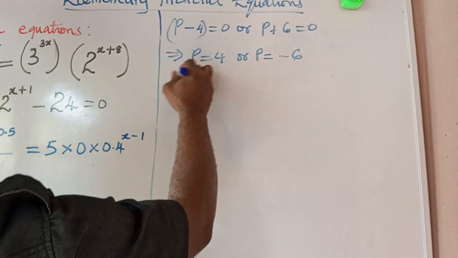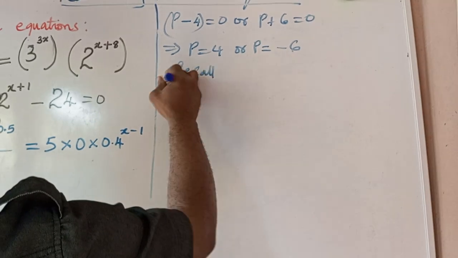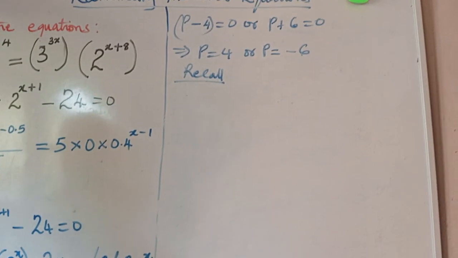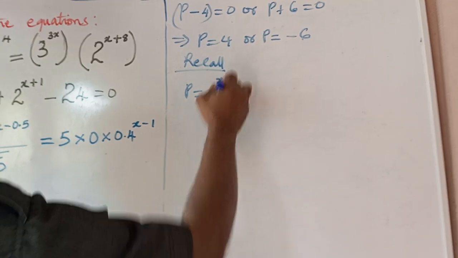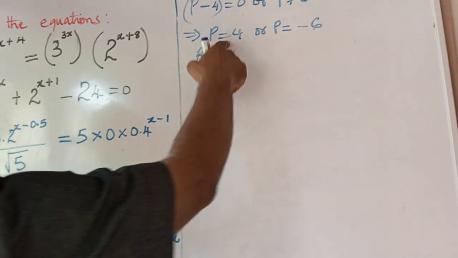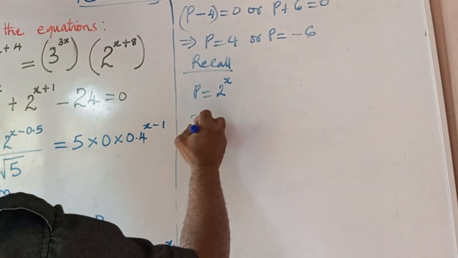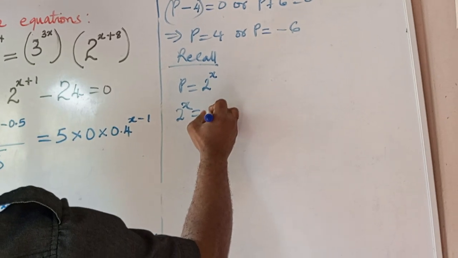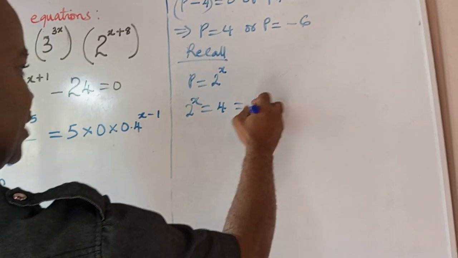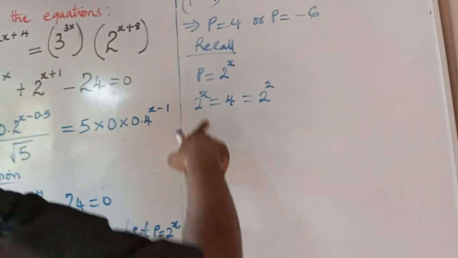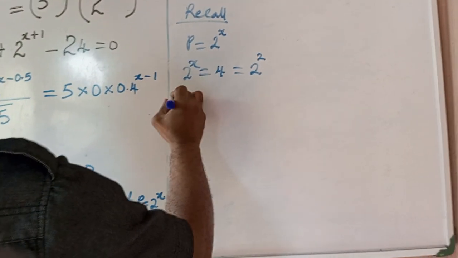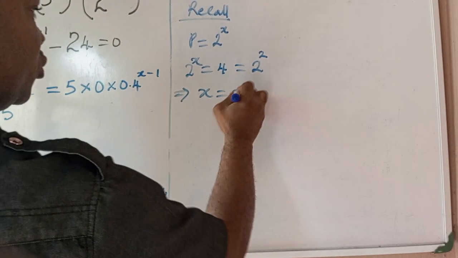But we recall from the beginning of the solution that p is equal to 2 raised to the power of x, which means that from the first part, 2 index x is equal to 4, which is the same thing as 2 to the power of 2. Then if we equate the powers, since we have the same bases, it implies that x is equal to 2.